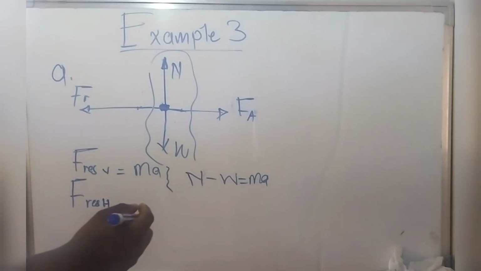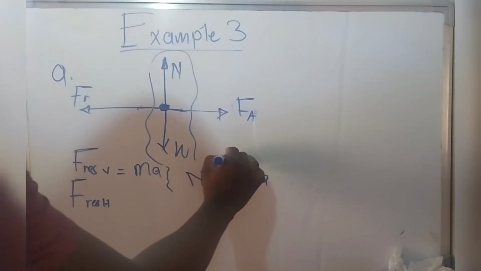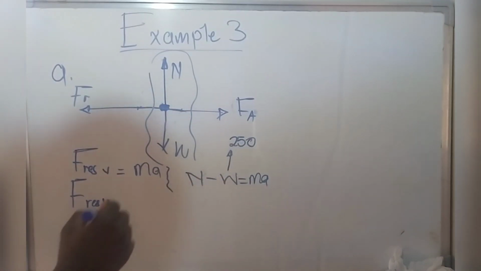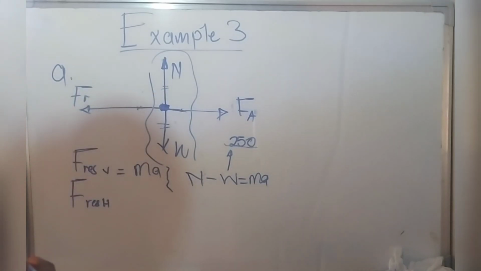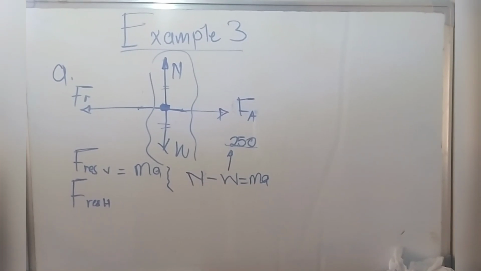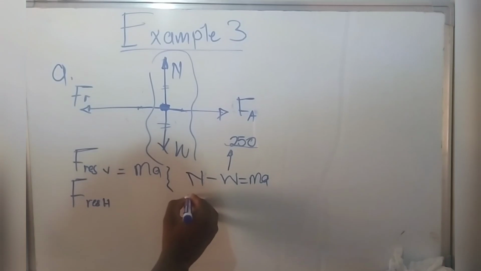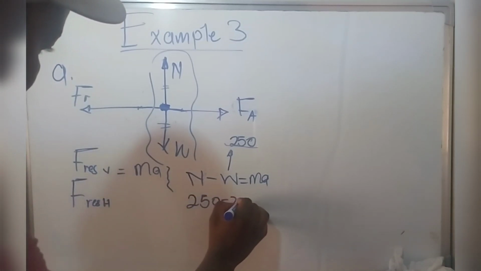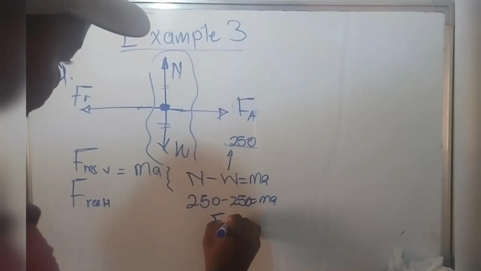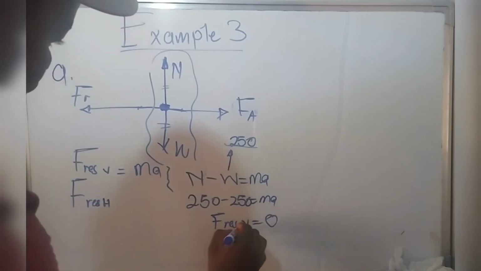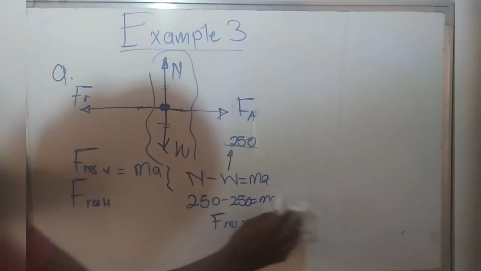What is the weight? We are told the weight is 250 newtons, and in this case the weight is equal to the normal force, because this box is not moving up or down, so it means that the forces are balanced out. So we'd have 250 minus 250 is equal to ma. Therefore, F resultant in the vertical is equal to 0. That is the resultant force in the vertical.